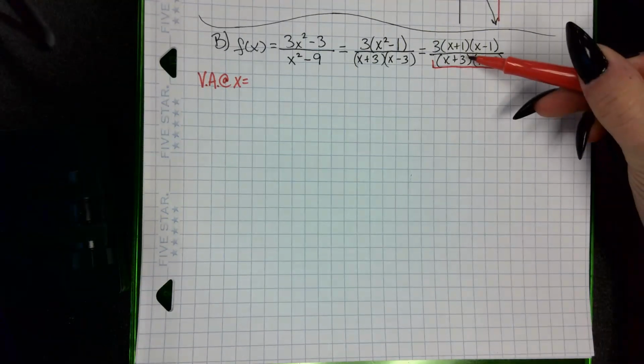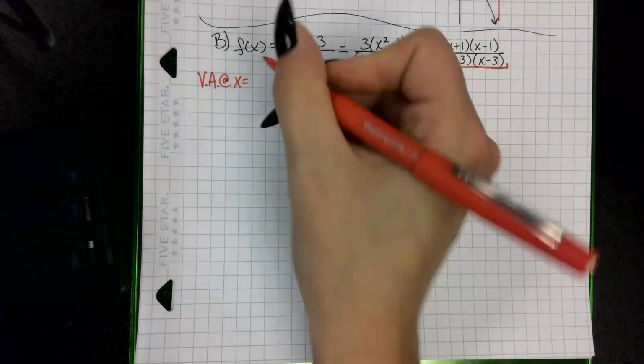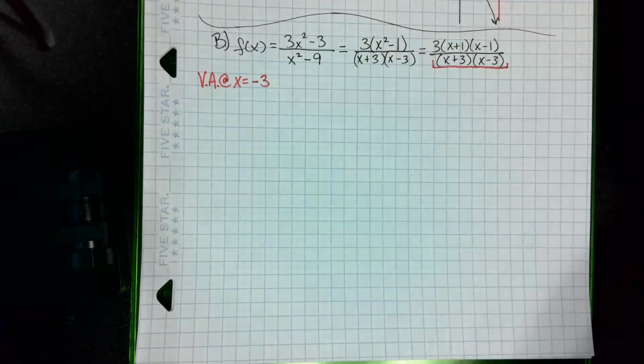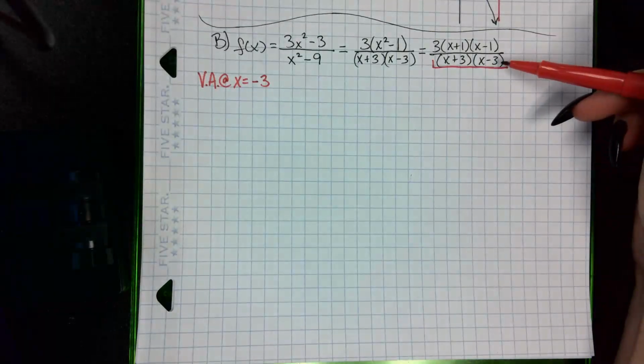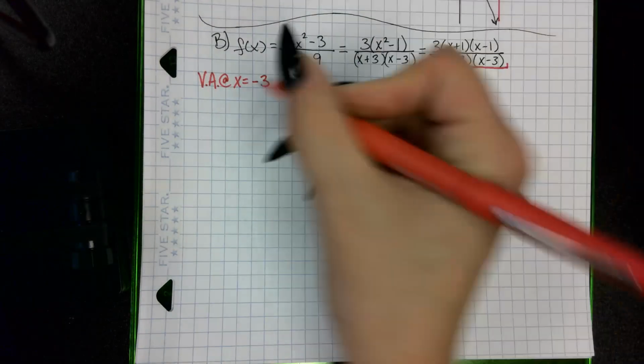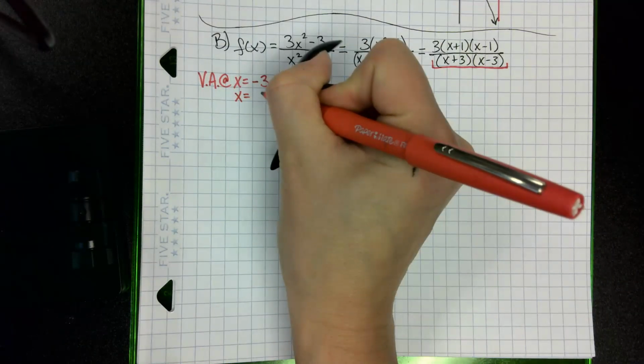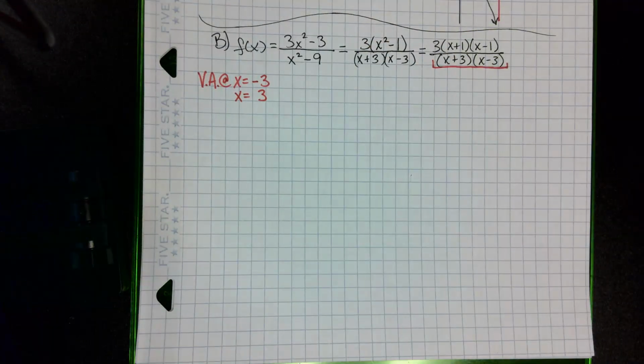X plus 3 equals 0 gives me a negative 3. So x equals negative 3. X minus 3 equal to 0 gives me a positive 3. So x equals positive 3. So I have 2 vertical asymptotes. Okay? That was step 1. Step 2, horizontal asymptotes.